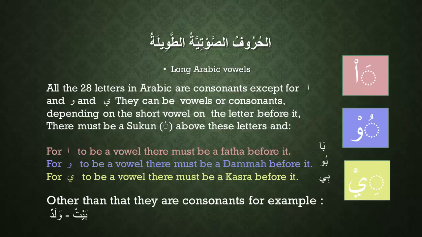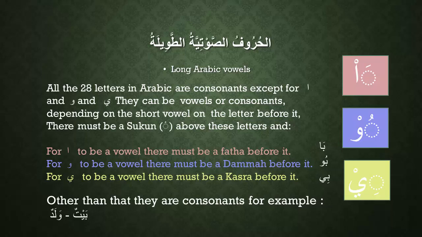Long Arabic vowels. All the 28 letters in Arabic are considered consonants except for alif, waw, and ya. They can be vowels or consonants depending on the short vowel on the letter before it. There must be a sukun above these letters, and for alif to be a vowel there must be a fatha before it. For waw to be a vowel there must be a dhamma before it. For ya to be a vowel there must be a kasra before it.